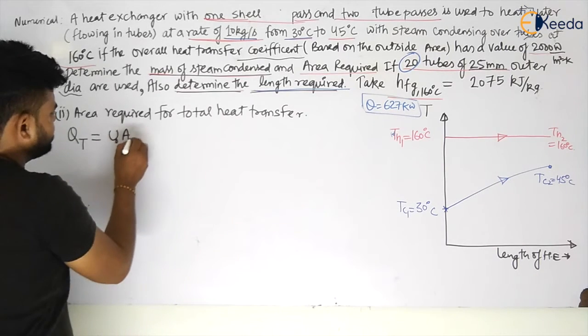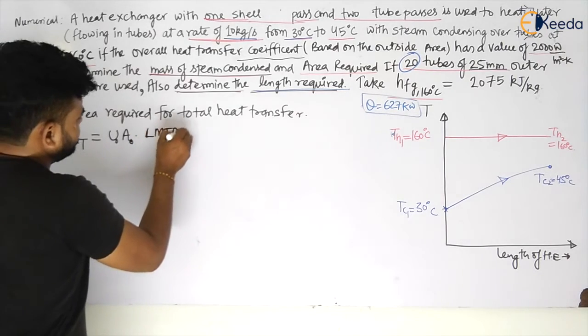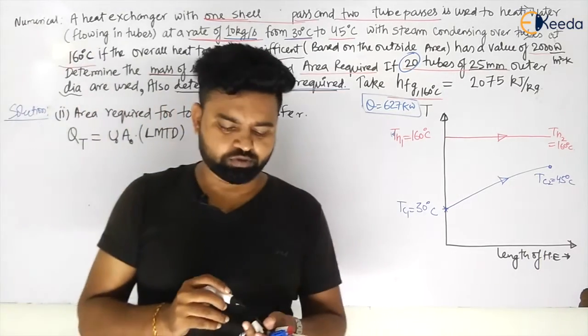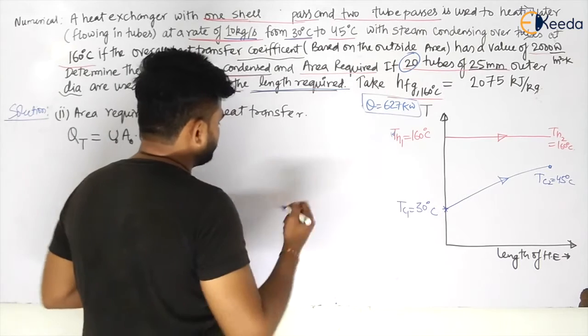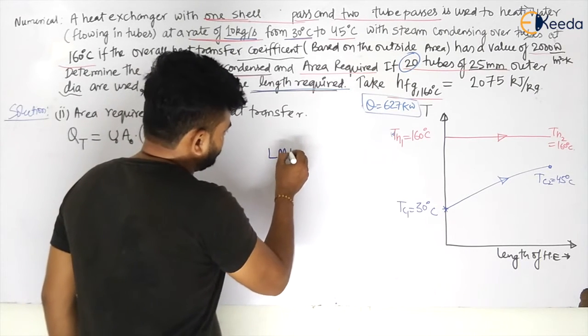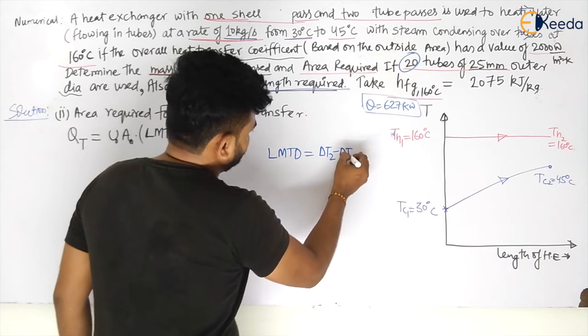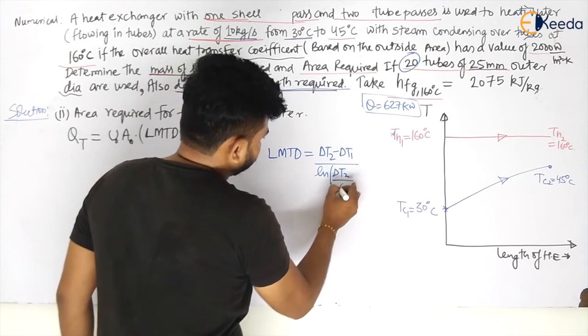A naught into delta Tm, which is nothing but LMTD. So now the log mean temperature difference has come into the role. Now let us see what will be the LMTD. Can we calculate the LMTD now? LMTD will become equal to how much? This is given by delta T2 minus delta T1 divided by ln of delta T2 by delta T1.